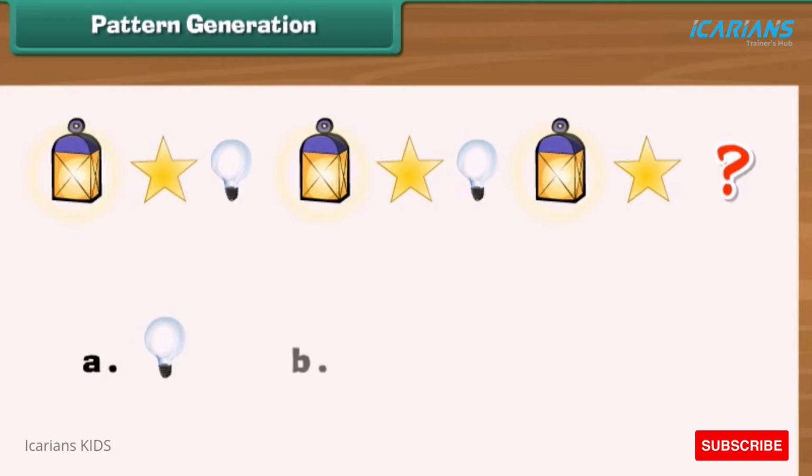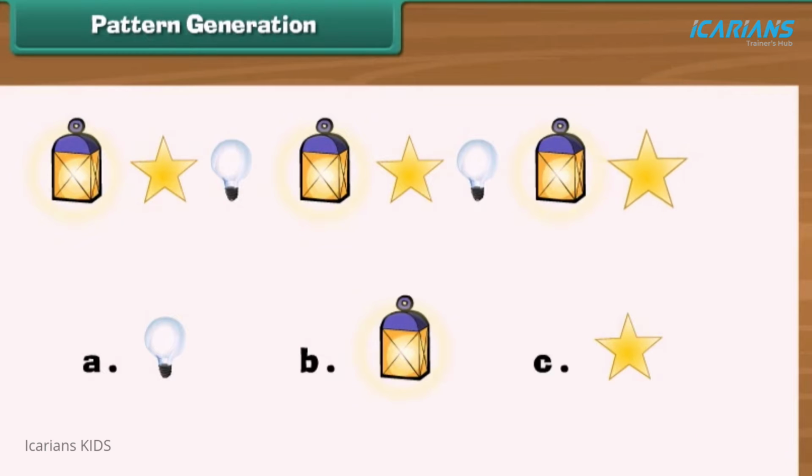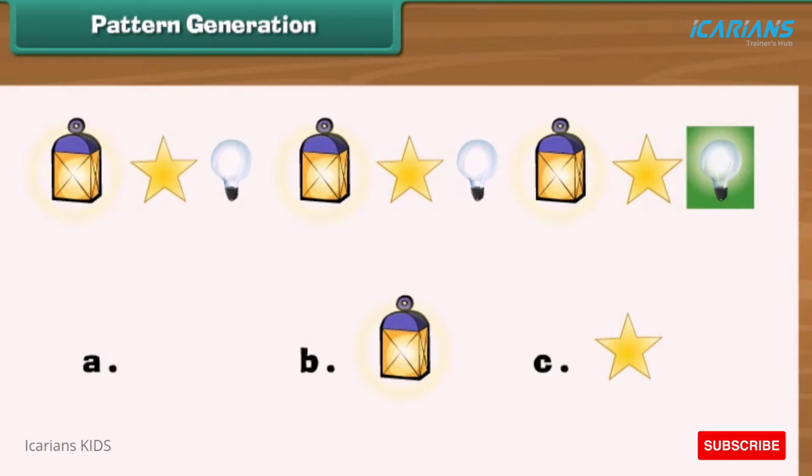There are 3 objects in the pattern. They appear in a particular sequence: first the lantern, then the star, and then the bulb. The given pattern ends with a star, so the next object must be the bulb. So, A is the correct option.